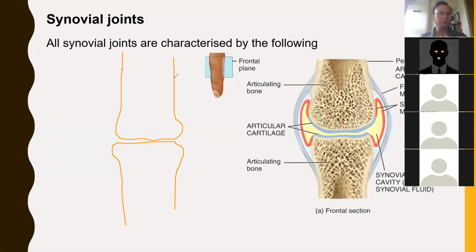So synovial joints are characterized by the presence of articular cartilage. So I would put yourself in some articular cartilage in a nice color like blue. Most anatomy texts, you'll see it's blue or purple.